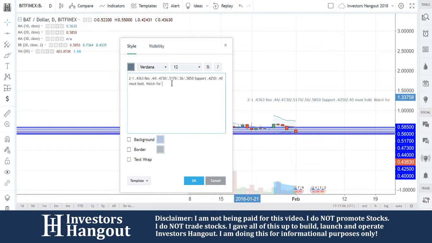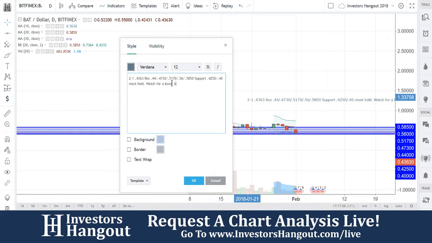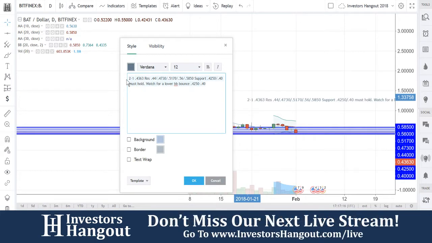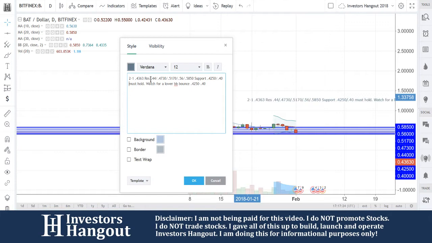So watch for a lower Bollinger Band bounce, 42.50 to 40. All right, so that 40 is going to be the must-hold area. That's where we'll be watching for. Get that break of 58.50. That's going to be the top level of resistance that could indicate a bullish reversal as well for BAT USD.